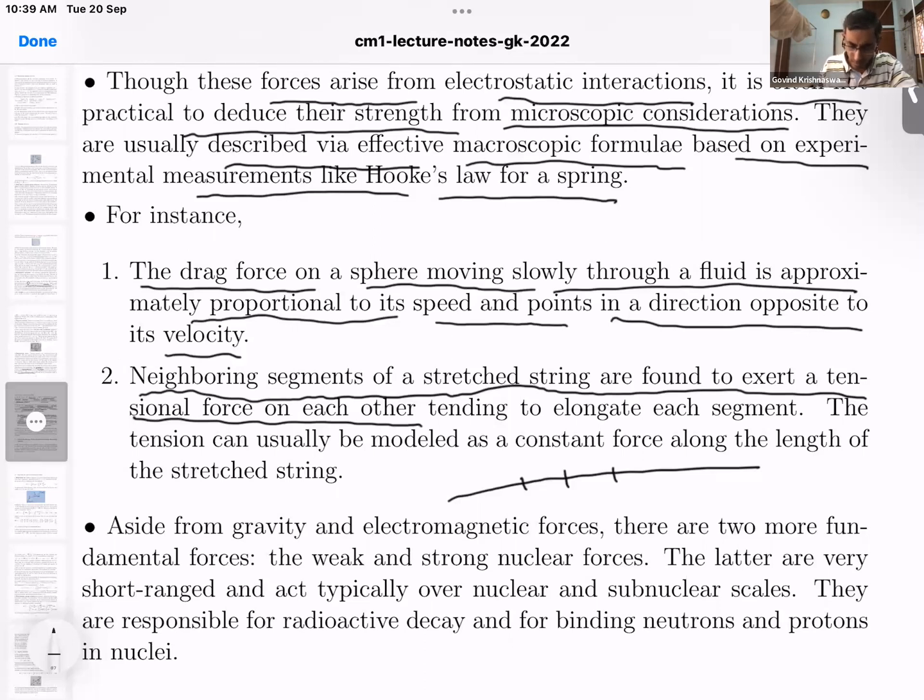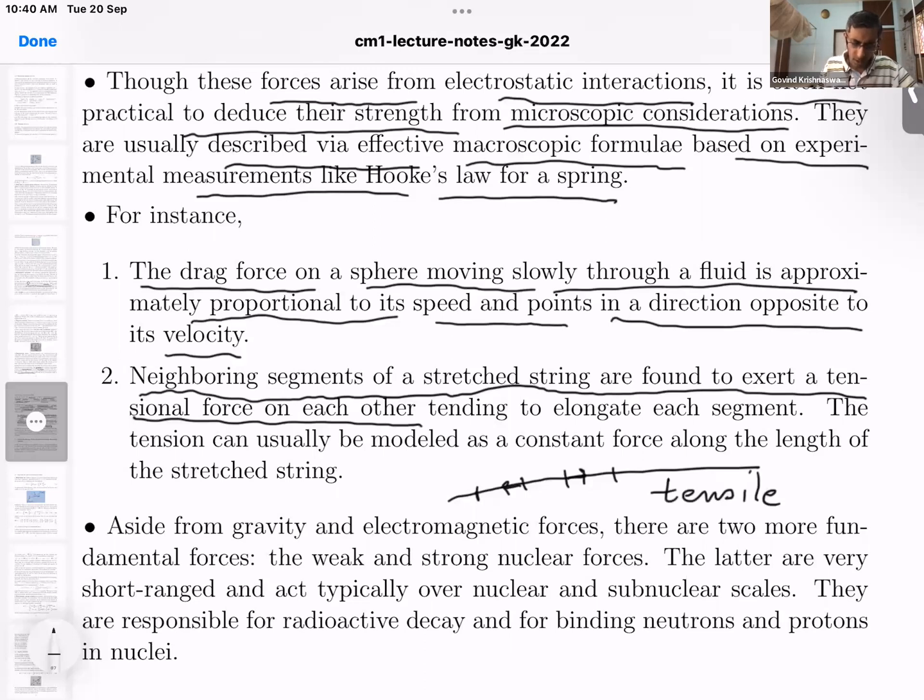Now each segment, so let's look at the central segment. The central segment is tugged to the right by its neighbor and to its left by its other neighbor. These are called the tensional forces. So every bit of string pulls at its neighbors, tending to elongate the string. Such forces which tend to elongate go by the name of tensile.